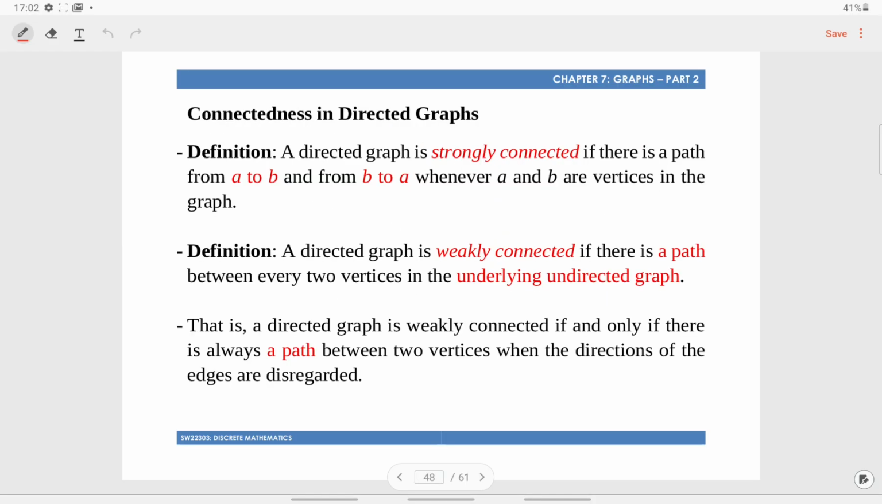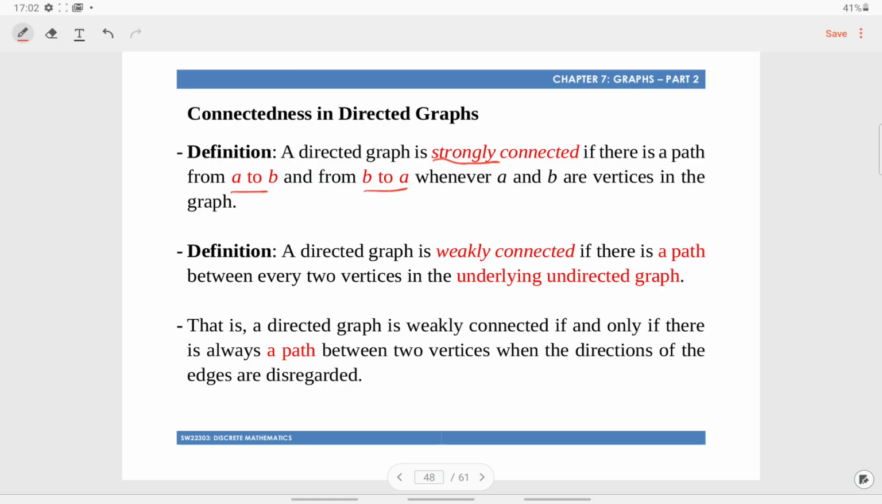Connectedness in directed graphs. Previously we covered undirected graphs, but this time it is the connectedness in directed graphs. A directed graph is strongly connected if there is a path from A to B and from B to A. There is a path, not edges but a path, meaning a sequence or combination of edges, from A to B and from B to A. So we can say that the graph is strongly connected whenever A and B are vertices in the graph.